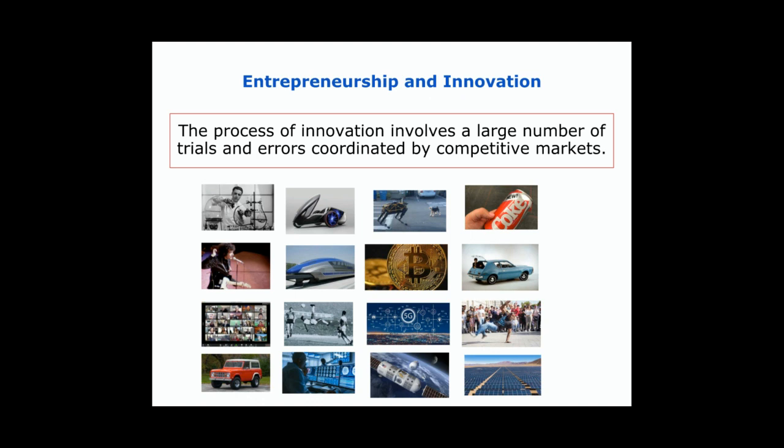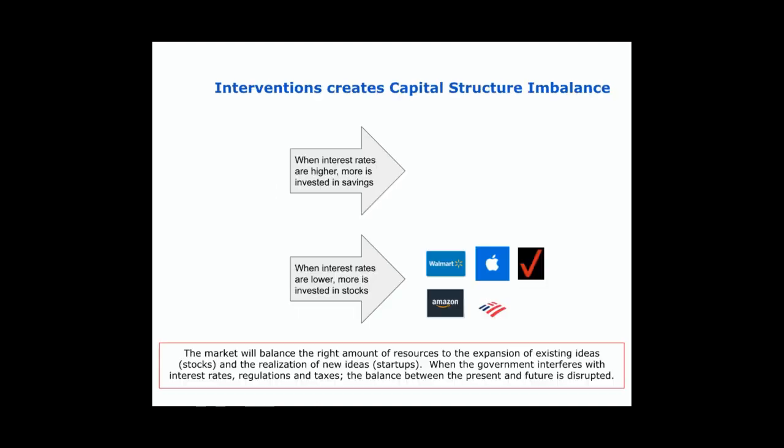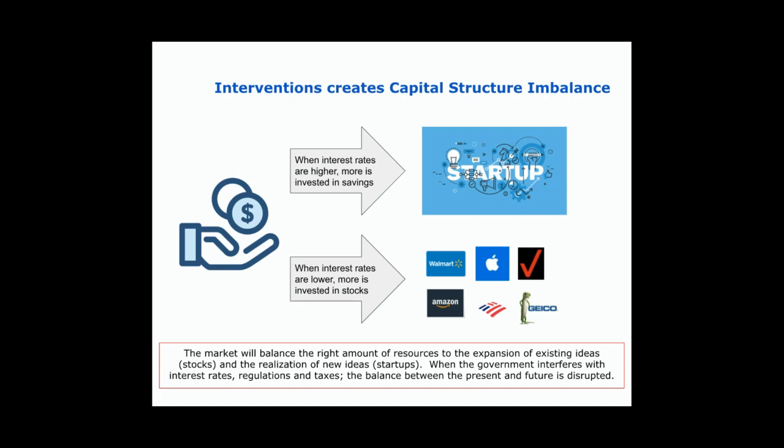We can think about the competitive market being an environment that allows entrepreneurs to be innovative. And this process of innovation involves a large number of trials and errors that are coordinated by competitive markets. So we have a capital structure, and some of the capital in the market gets allocated to existing companies, the existing ideas, the big companies that we know about through the stock market, so they can continue their operations. And then some of the capital in the market gets allocated to startups, to new businesses, new ideas, new technologies. And so the market creates a balance between the amount of resources going to existing ideas and hopefully the realization of new ideas.